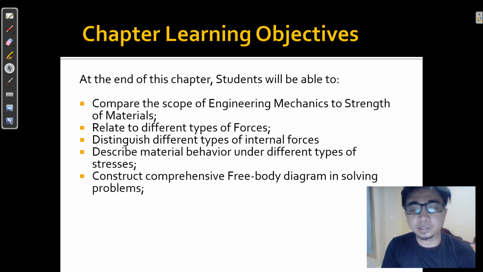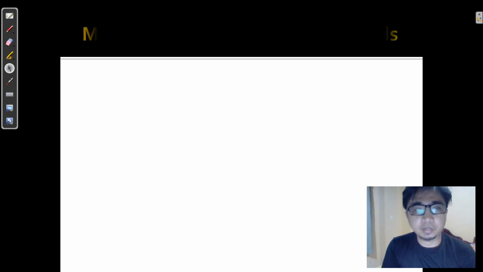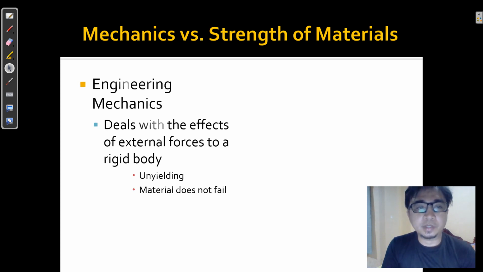Actually, you have done this in your statics. And also relate to different formulas, variables, and units involved in simple stress. Then finally, of course, we need to interpret and discuss results of analysis of internal forces. So let's start with comparing the mechanics versus that of strength of materials.